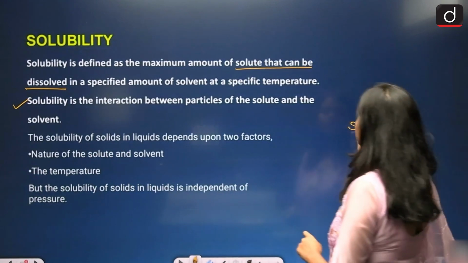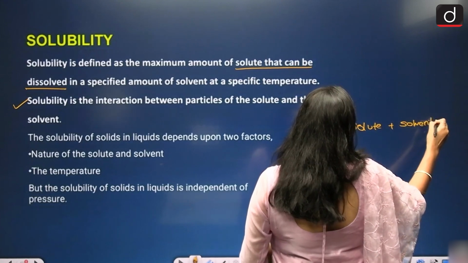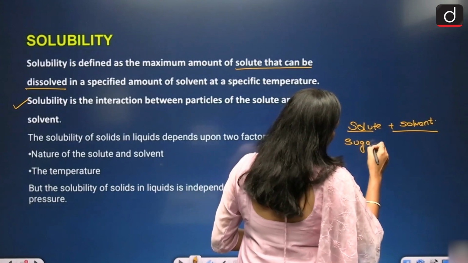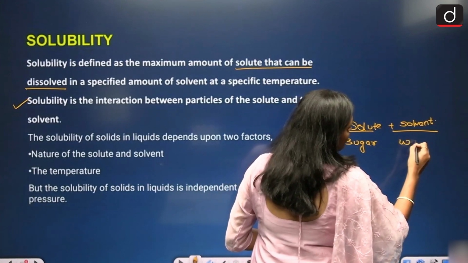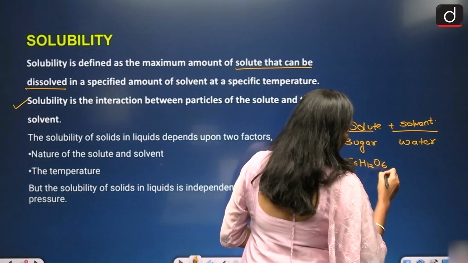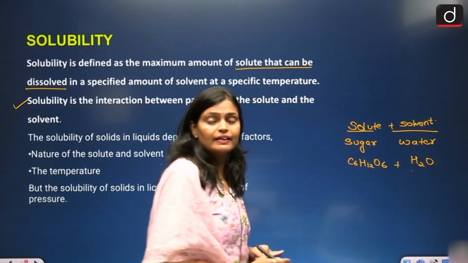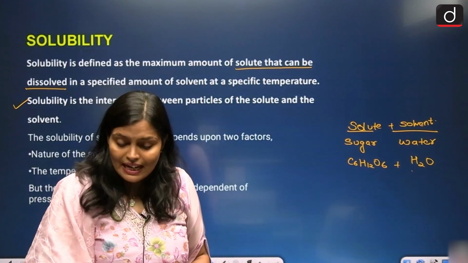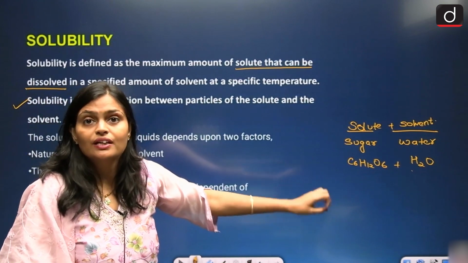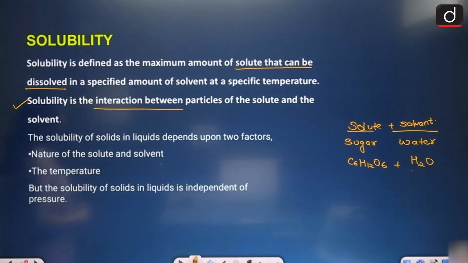So suppose here, solute plus solvent. Now suppose the solute is sugar. What is the solvent? Water. The solute is C6H12O6, and the solvent is water, H2O. So there must be interaction between C6H12O6 and water, right? Then only will they dissolve together. So this is what we say, that there must be interaction between the particles.